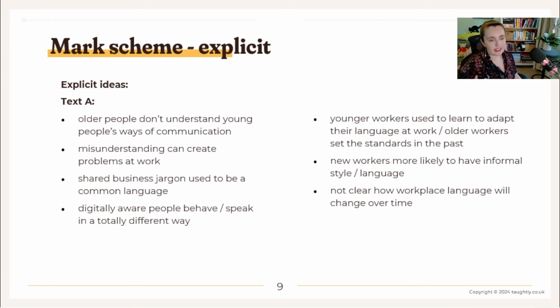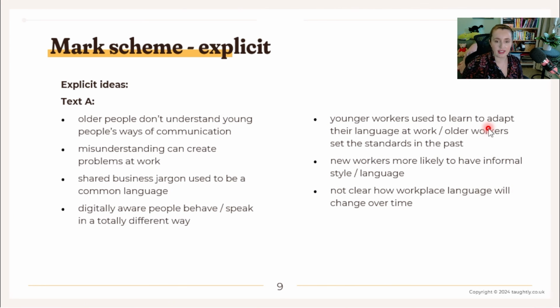So as we read the example text, we're going to have a look for these explicit ideas and also for the implicit ideas. So the explicit arguments made in text A were: older people don't understand young people's way of communication. Misunderstandings can create problems at work. Shared business jargon used to be a common language. Digitally aware people behave and speak in a totally different way. Younger workers used to learn to adapt their language.